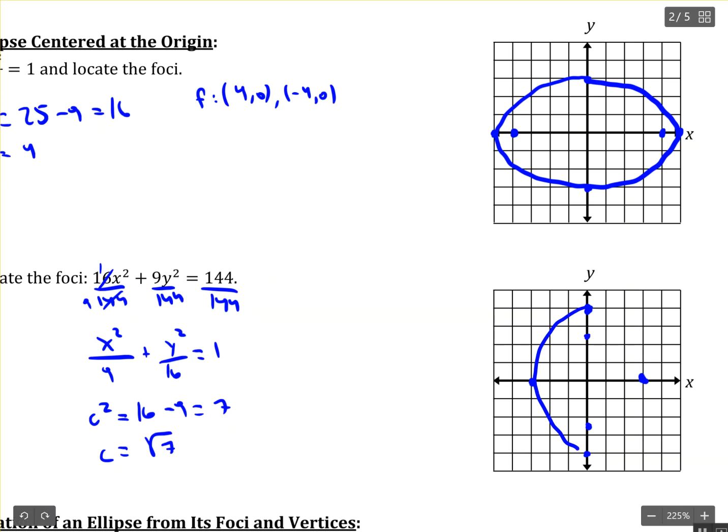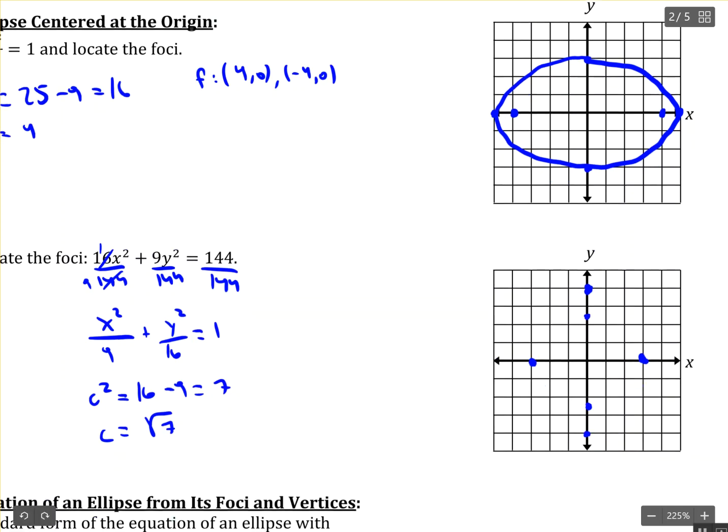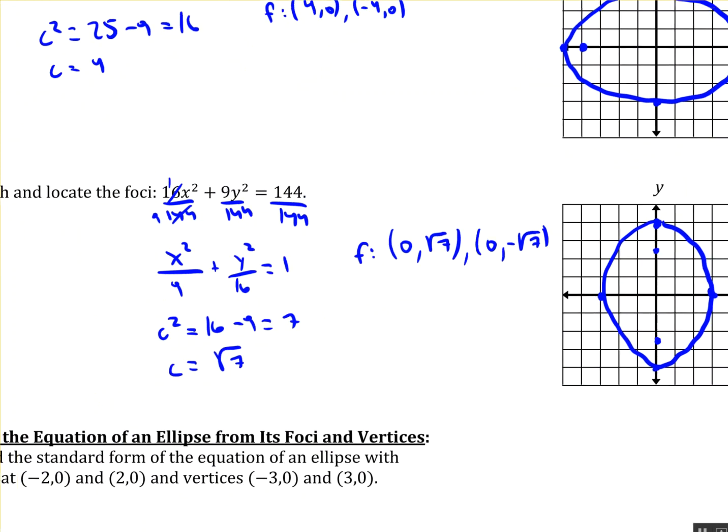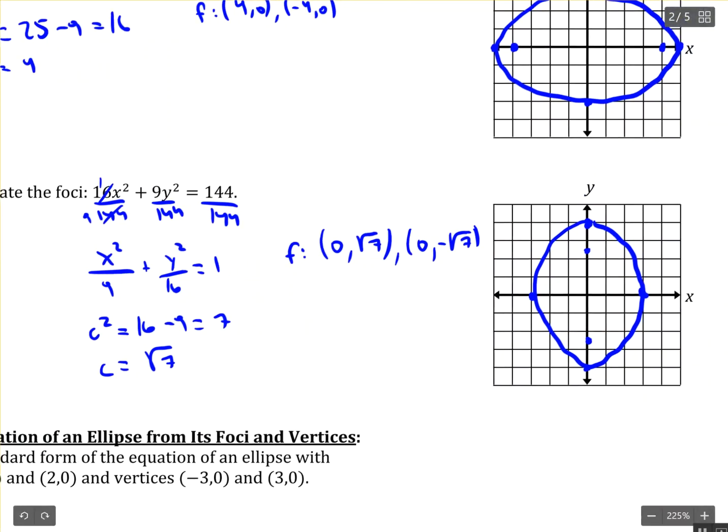Let's connect our dots. And our foci then are 0, square root of 7, and 0, negative square root of 7. So notice, again, the only formula I'm really needing to know is a squared minus b squared, or bigger number minus smaller number. Other than that, if you know what they all represent, we're just going up and down and left and right that far from the center.